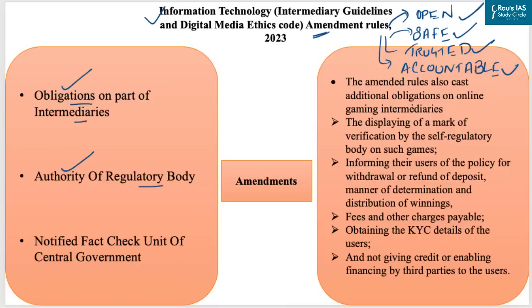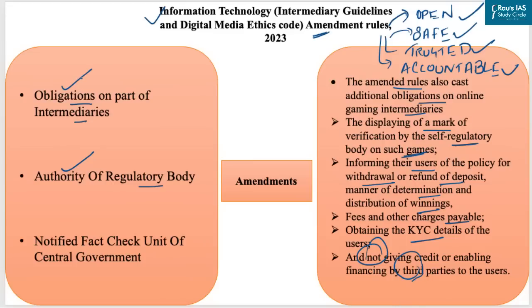wagering on any outcome. Next, the amendment rules also cast additional obligations on online gaming intermediaries in relation to online games involving real money. These include displaying a mark of verification by the self-regulatory body on such games, informing their users of the policy for withdrawal or refund of deposits, the manner of determination and distribution of winnings, fees and other charges payable, obtaining the KYC details of the users, and not giving credit or enabling financing by third parties to the users.